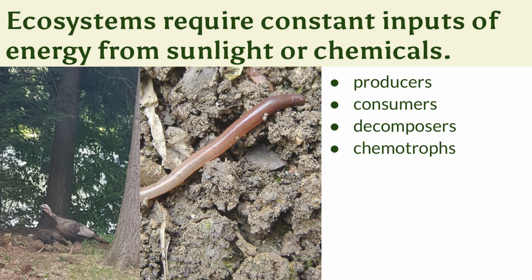Ecosystems require constant inputs of energy, and that almost always comes from sunlight, occasionally from chemicals. The producers use the energy and inorganic molecules to make food, so these are things like plants. Consumers take in food by eating producers or other living things. We have our decomposers, which are going to break down dead organisms and other organic waste, and then they're going to release inorganic molecules back to the environment.